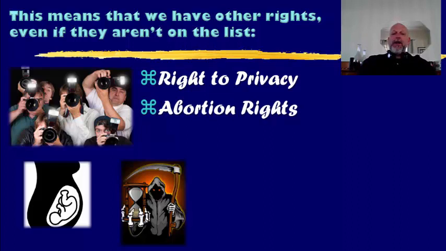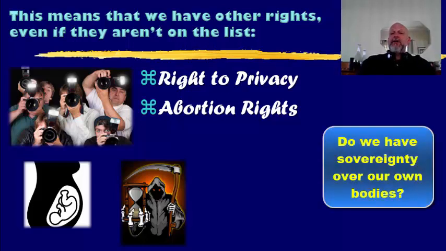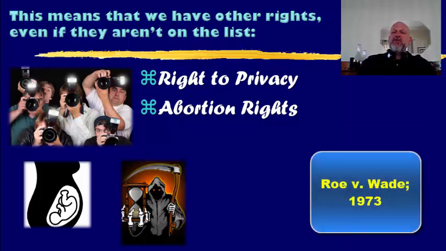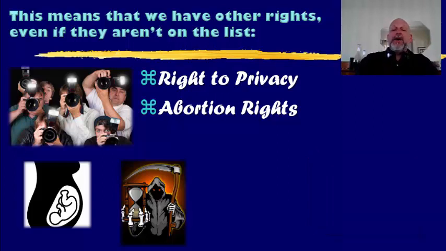Abortion rights have fallen under the Ninth Amendment. Does a woman have the right to decide with her doctor whether or not she will have an abortion? In the ruling in Roe versus Wade back in 1973, the Supreme Court said, yes, this is one of those rights that people have, the right to their bodies, and that includes a woman who is pregnant. And therefore, abortion rights, that is pro-choice, has been upheld based on the Ninth Amendment.